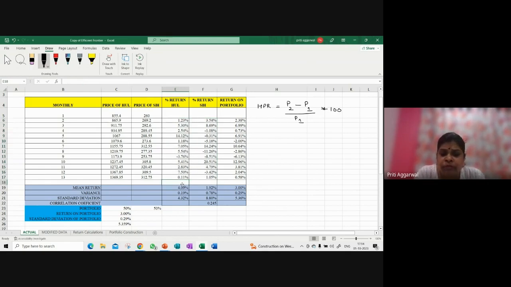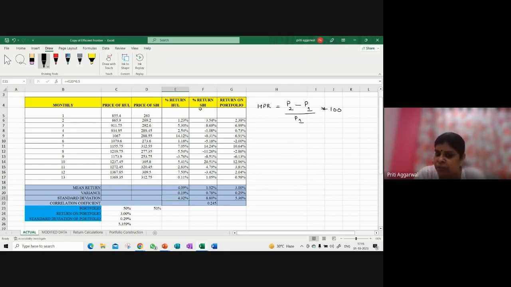Now, with the help of the AVERAGE function in Excel, I have calculated the means of both the securities, HUL and SBI, and then the variance is calculated using the variance function in Excel, and standard deviation also can be calculated. Either I can take the square root of the variance, or I can use the standard deviation function in Excel, and I can calculate my standard deviation, right? That is my risk.